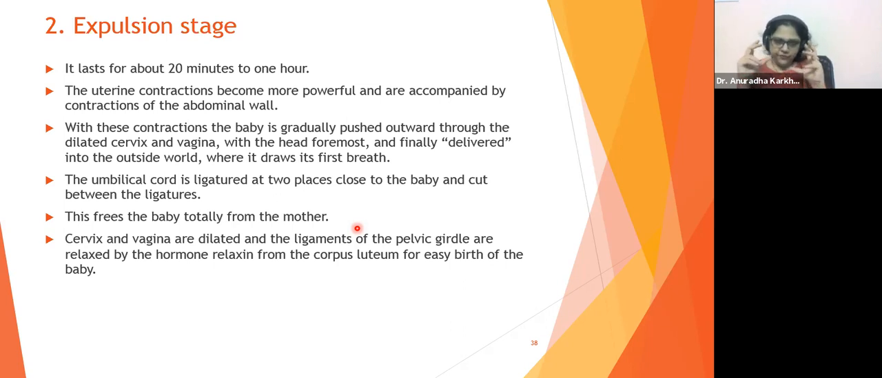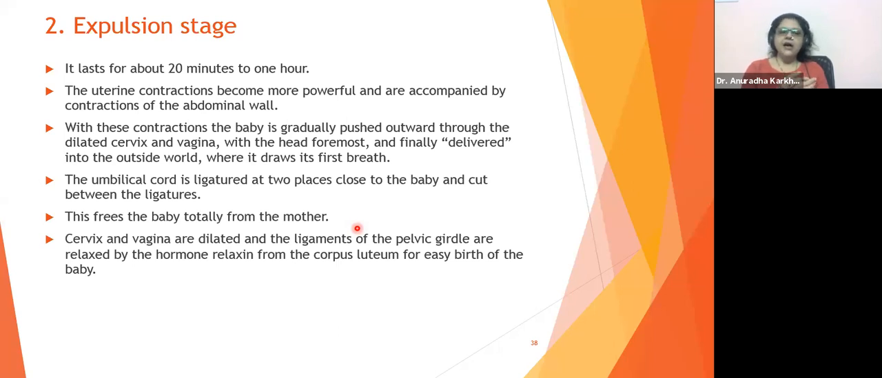So it's going to breathe for the first time immediately when the baby is out of the mother's uterus. The umbilical cord is ligated at 2 places close to the baby and cut between the ligatures. What do you mean by ligatures? They put clips at both the ends of the umbilical cord, one more towards the baby's navel area, and then they will cut it to prevent blood loss. This frees the baby totally from the mother.